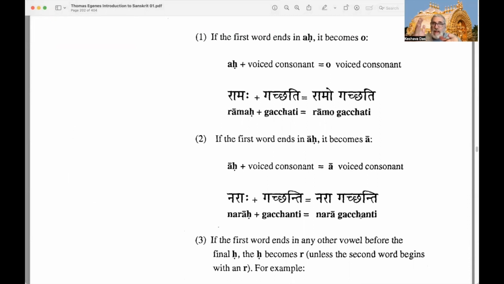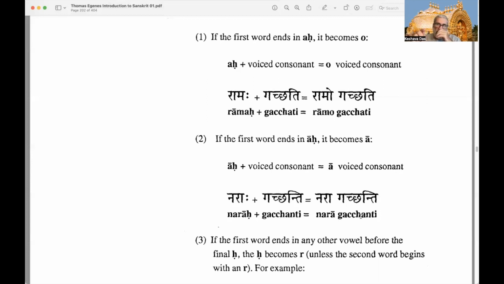Up until now, we were dealing with visarga at the end of the first word, and we were dealing with vowels coming at the beginning of the second word. Now, not all words start with vowels. So here he's talking about the second word. We covered all of those instances. Now the second word could start with a consonant. So what if it starts with a voiced consonant? If it starts with a voiced consonant, there's a change. If it starts with an unvoiced consonant, there won't be any change.